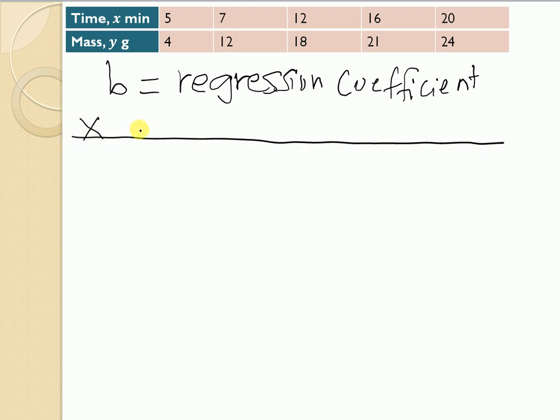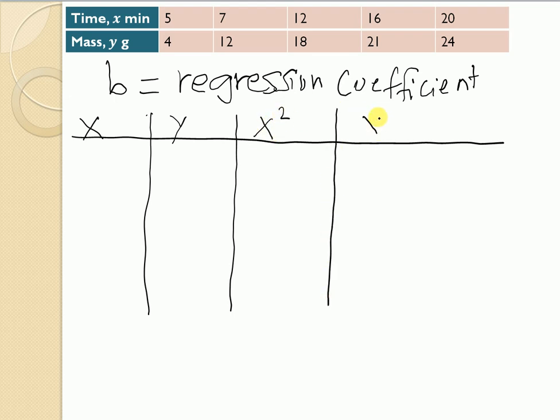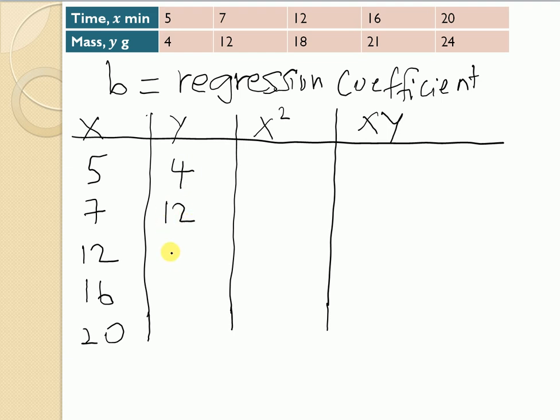The x values, y values, x squared values, and xy values. So our x values are 5, 7, 12, 16, 20. Our y values are 4, 12, 18, 21, 24.